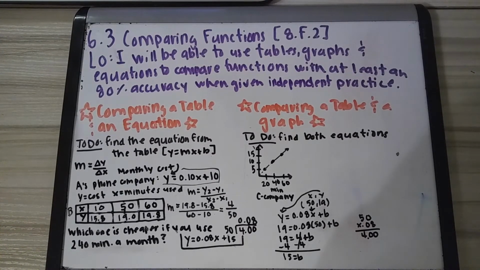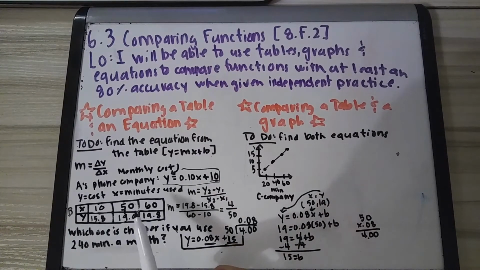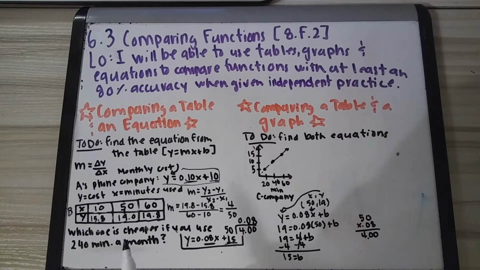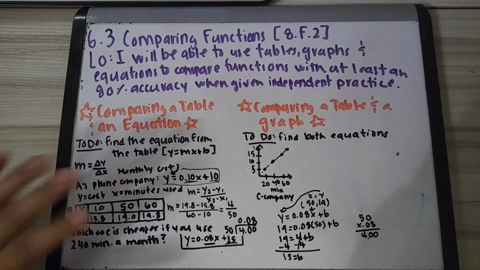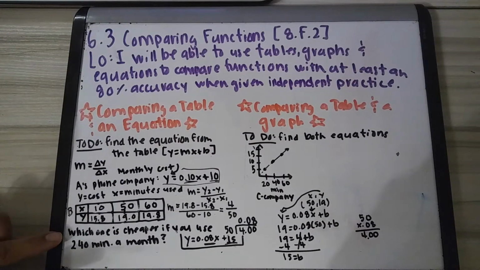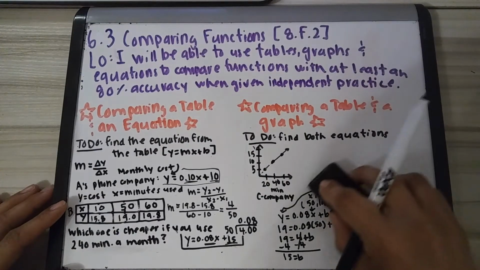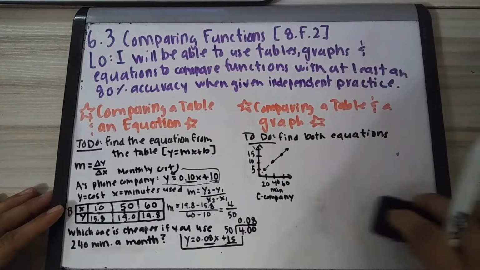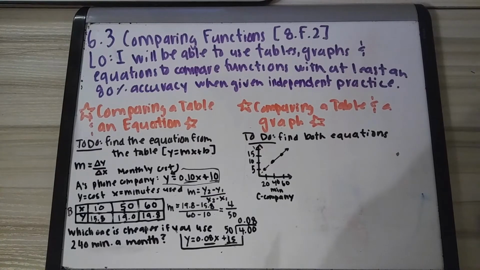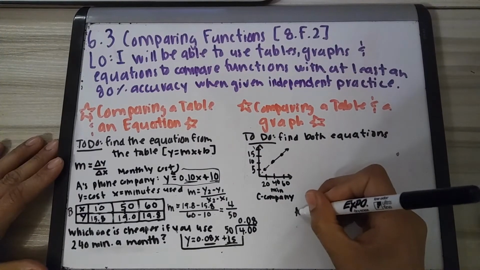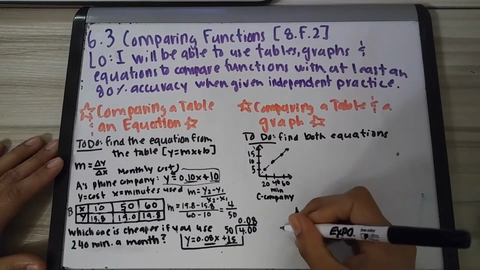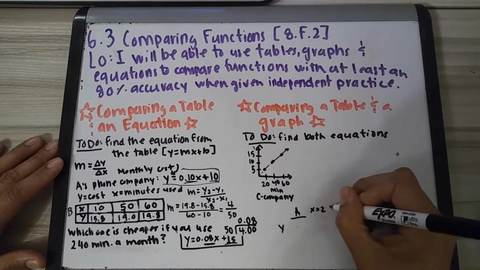Now we know that in this case, company B charges less per minute, but it has a greater initial value. Company A charges less for the initial value, but it has a greater rate for every minute. So the question is, it depends how many minutes you use on your phone. In this case, the question says, which one is cheaper if you use 240 minutes a month? So what I'm going to do now is plug in the 240. Now we have to think, is that going to be the cost or the minutes? It's the minutes, so it corresponds to x. So I'm going to take company A and company B and see which one's cheaper by plugging in my 240 for the x.